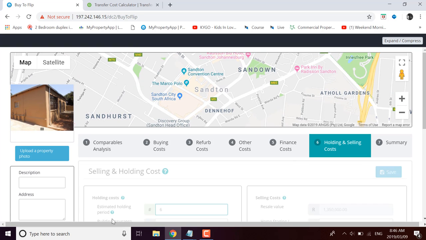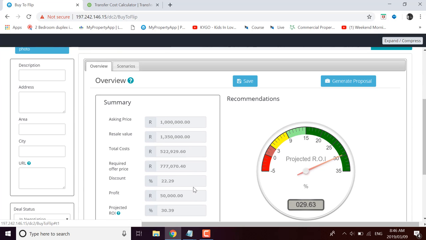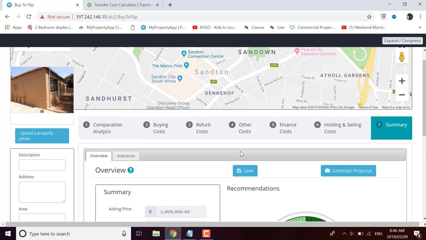So you might go here to your holding costs and say, actually I'm going to put it at 9 months. If you go back to your summary tab, it'll now tell you that your required offer price is actually 777,000. Because that is a big risk, you might want to reduce that slightly, and then essentially you're asking for a discount of 22%, which is relatively expected in the property game. So ladies and gentlemen, that is how you would go about analyzing a buy to flip.